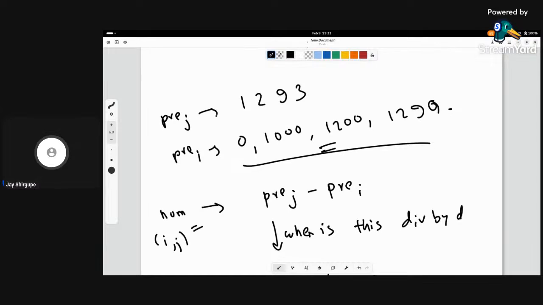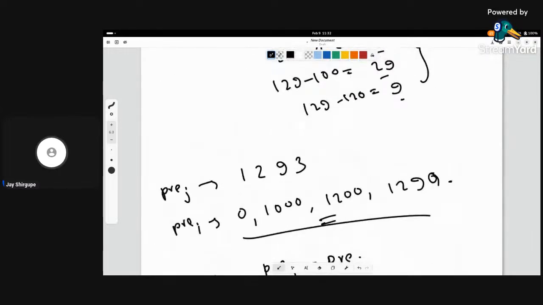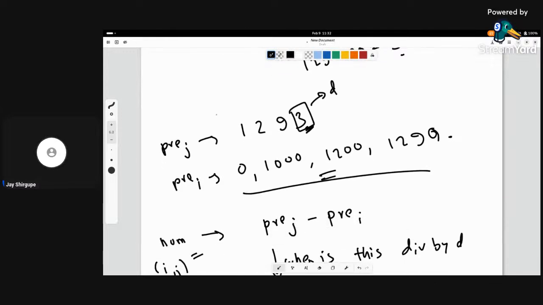Also, by default, what is this d? This d is the last number that you are considering right now. The last digit is 3 over here. So you're basically assigning that to d.